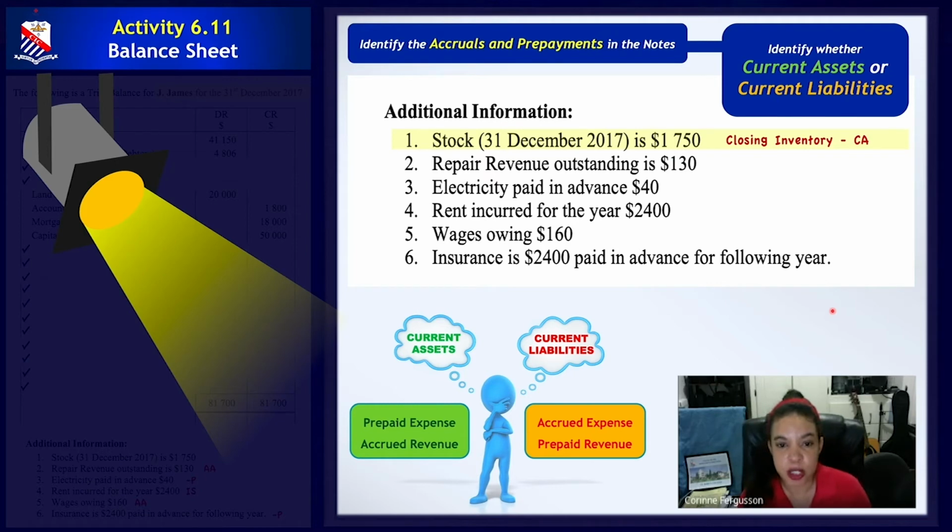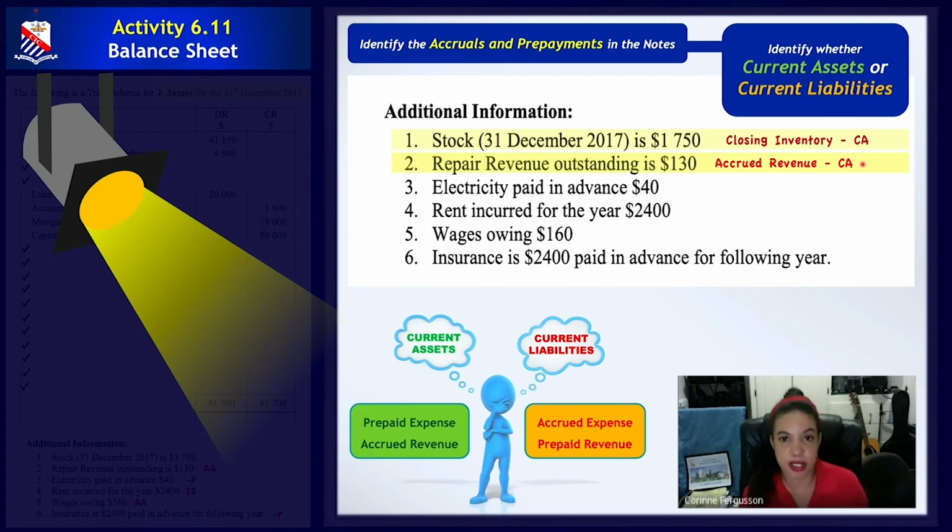So our first adjustment would be repair revenue outstanding. Outstanding means accrual, and it is revenue. So this is an accrued revenue. And what is an accrued revenue? If you remember, an accrued revenue is a current asset. So you see a little note here. This is what I meant by just placing these little notes very, very briefly. You can do it in shorthand or whatever. You could just put CA, right? But once you have this in the exam, you can just go and plug it in afterwards, you know.